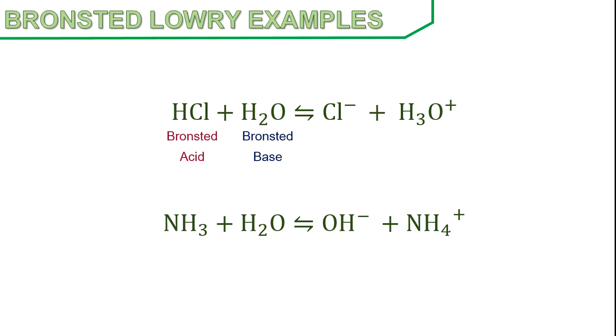The products of the reaction are known as its conjugate pairs because we can represent the chloride ion as a Bronsted base and the hydronium ion as a Bronsted acid. The definition is not specific of a certain species but specific of a reaction.